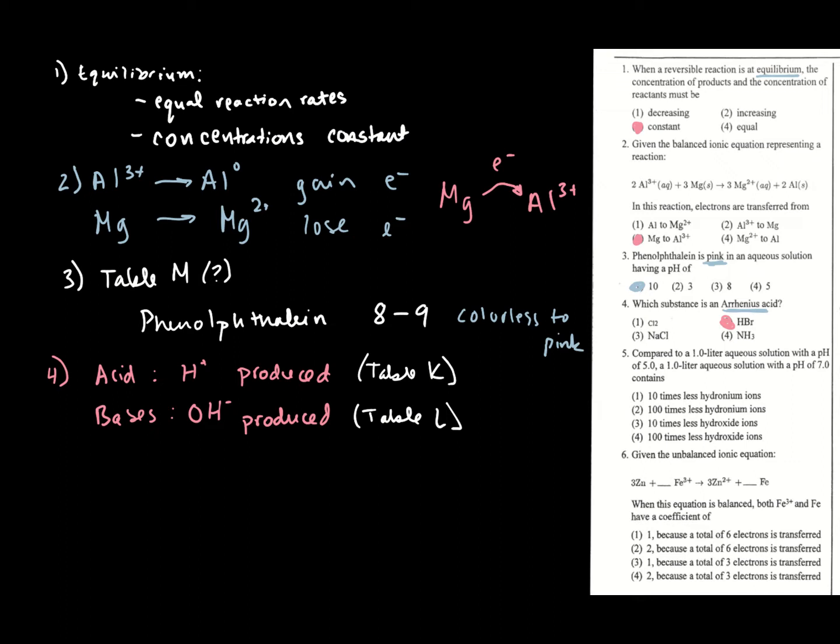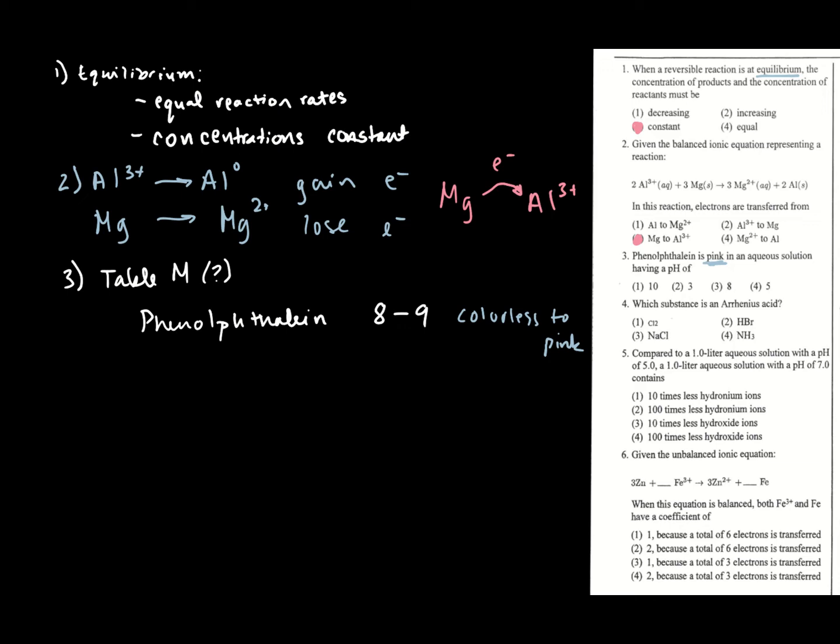Alright, number 5. Compared to a 1 liter aqueous solution with a pH of 5, a 1 liter aqueous solution with a pH of 7. So we're focusing on the solution with a pH of 7. 7 is more basic than 5, and so it's going to have less hydronium ions. When you're higher pH, there's less hydronium ions, and given that we are 2 pH units away, that means we differ by a factor of 10 to the second times different. So here our answer is going to be choice 2.